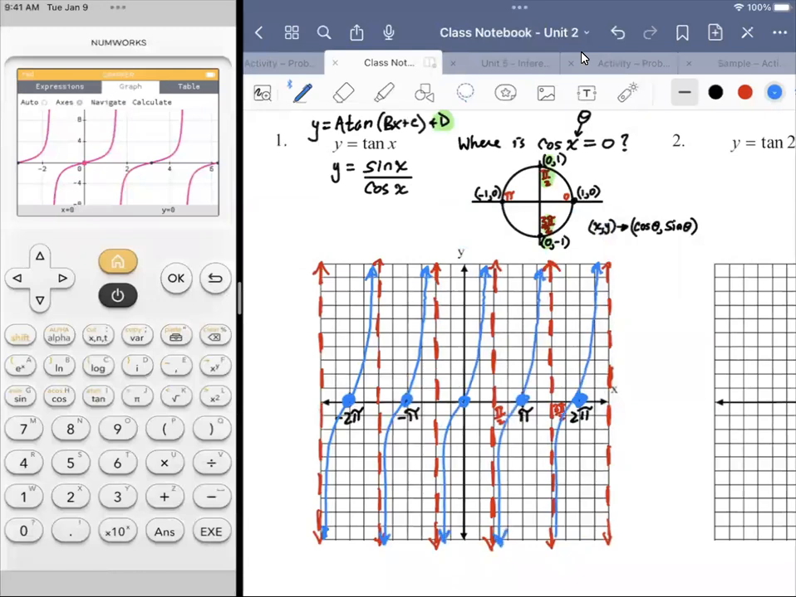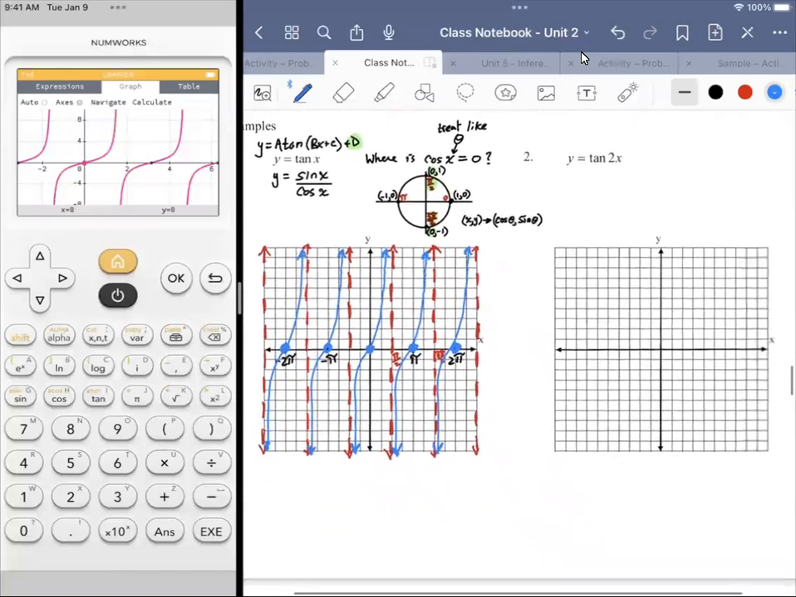It's a little skinnier than what you see on the NumWorks, but that's because I have it going on NumWorks from like -8 to 9. I'm going -10 to 10 on this one. If I adjust the window, it might look a little closer. It doesn't have to be perfect though, because we're really just estimating. All right. And so it's just a rough sketch.